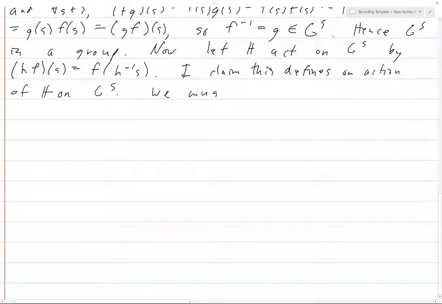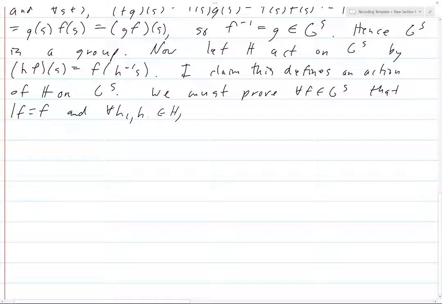So how do we prove that? We must prove for all f in G^S that 1f equals f, and if you give any h1, h2, then (h1h2)f equals h1(h2f). This is what it means to have a group act on a set. So, that's just the definition, and so let's get to it.